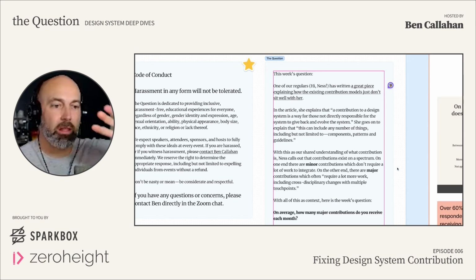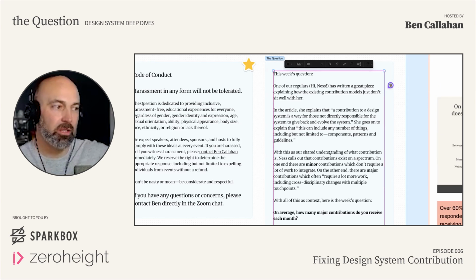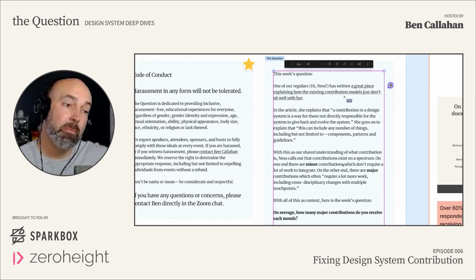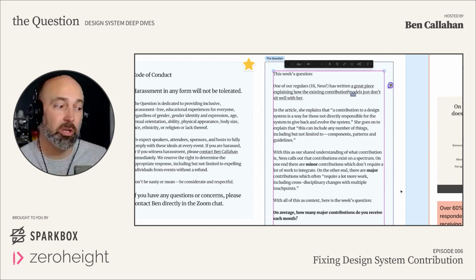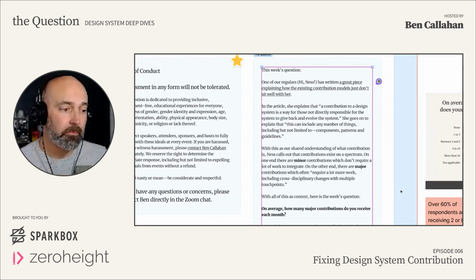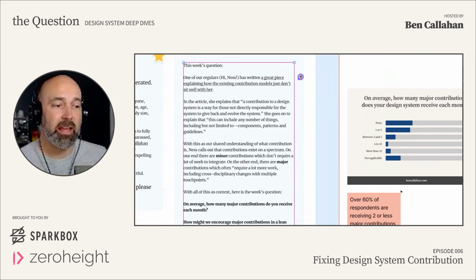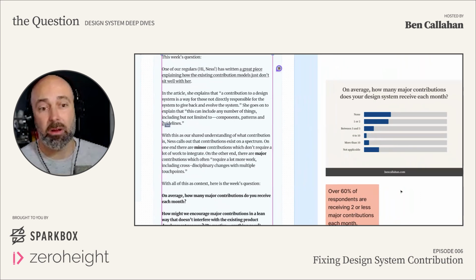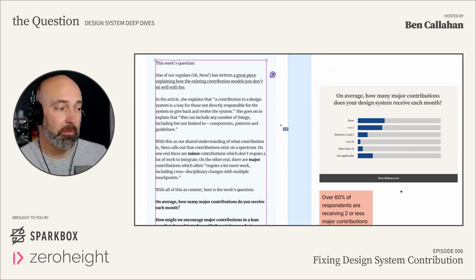So all of that context that Ness is giving kind of led us down this path of a question that basically talks about the distinction between minor and major contributions, and then asks, how many major contributions do you receive each month? And then kind of challenges you to maybe reimagine how contribution works in a way that's a little bit more lean, that actually accomplishes the goals you want.